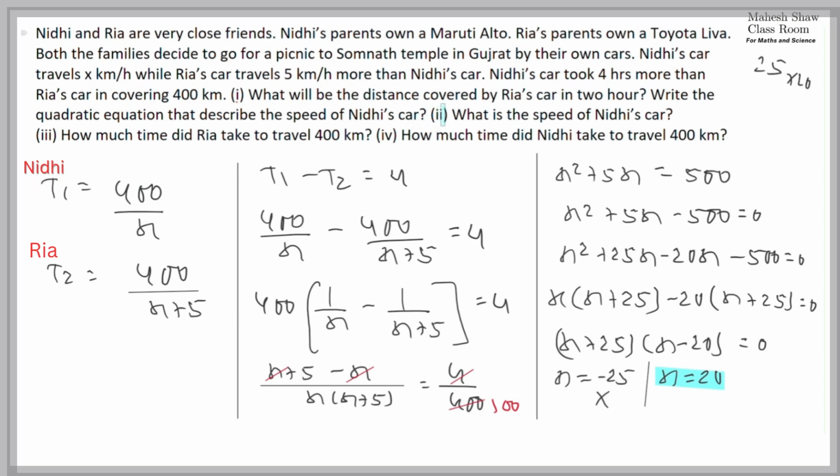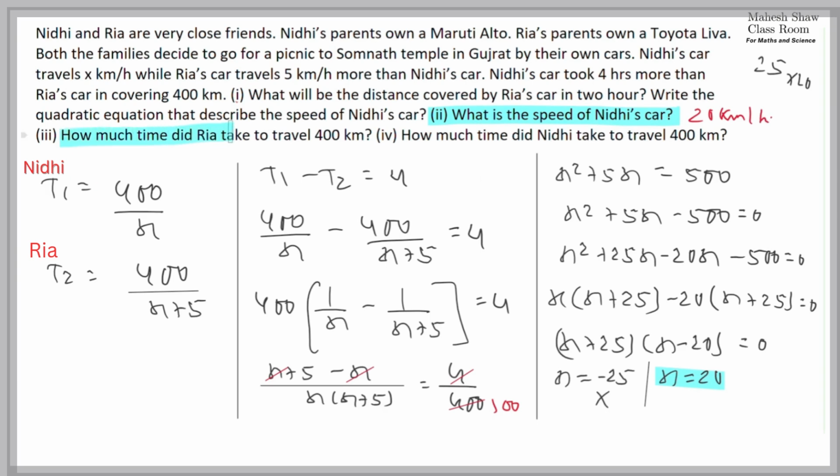If I see the second part, it says, what is the speed of Nidhi's car? Nidhi's car speed is x kilometers. So we can say it is 20 kilometer per hour.